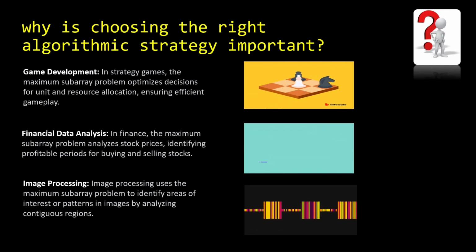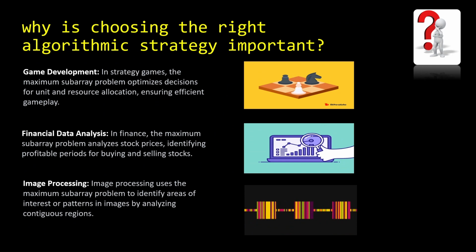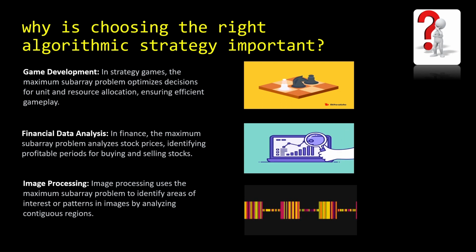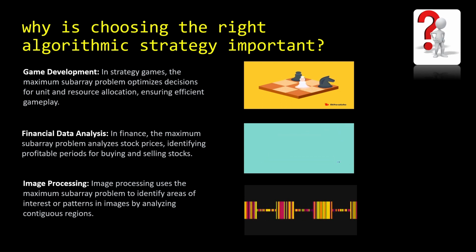Why is choosing the right algorithm important? Because in game development, depending on the algorithm you choose, your game is optimized or not. In financial data analysis, we decide which stocks to buy and which to sell. In image processing, we identify areas of interest or patterns in images by analyzing contiguous regions.